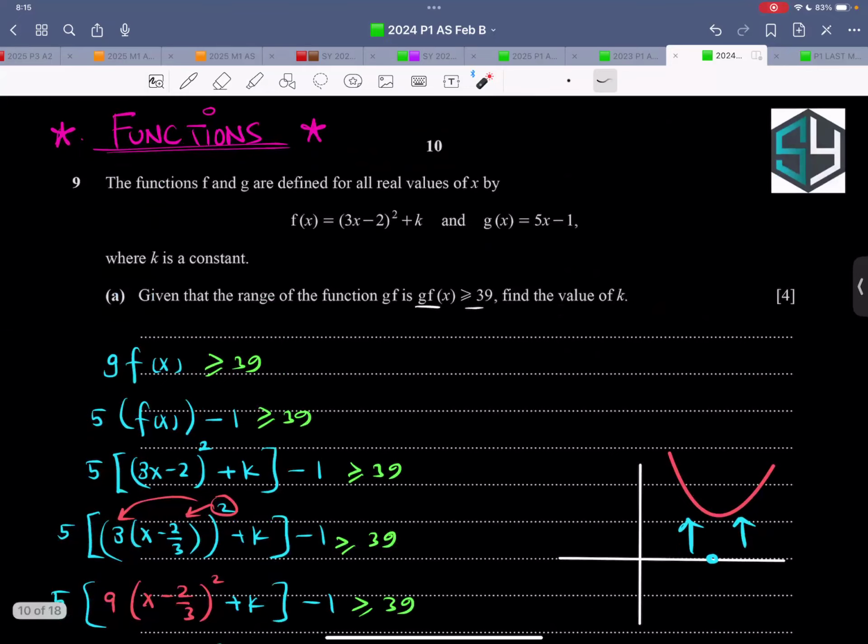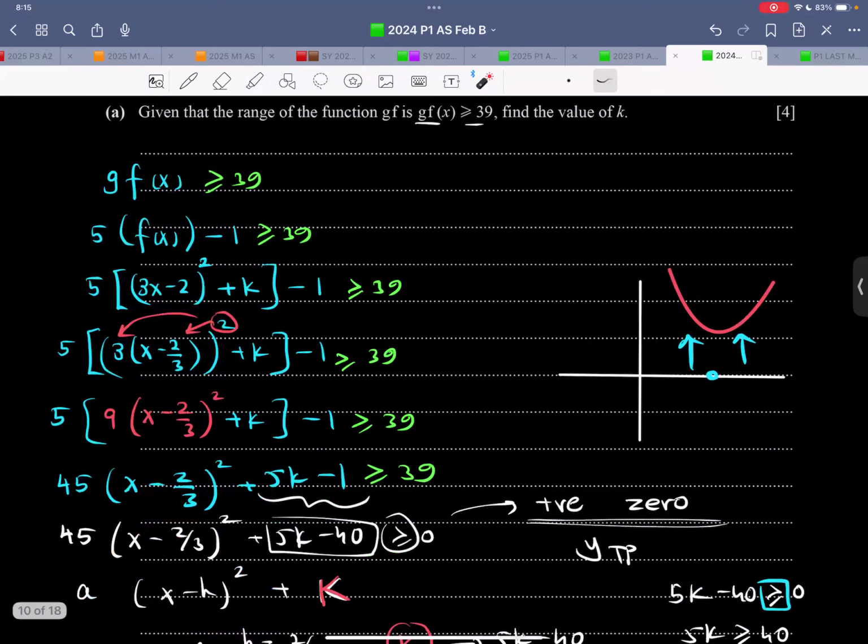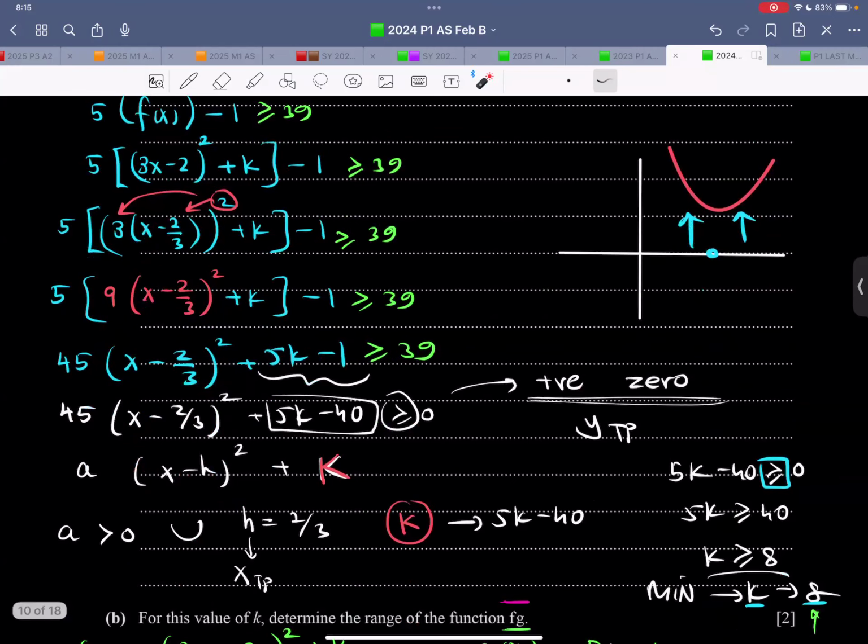Functions. Yes, functions is important. The functions f and g are defined for real values of x by such and such, where k is a constant. Given that the range of this function is this much, find the value of k. So g of f of x, that means f of x goes inside g in place of x. That is 5 of f of x minus 1. Write it down, simplify, and over here, take the 39 on this side.